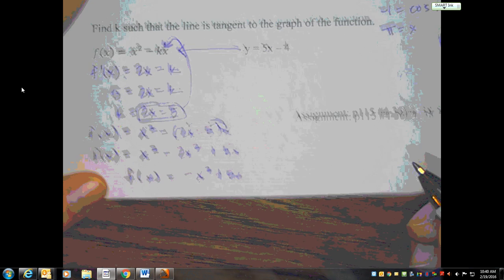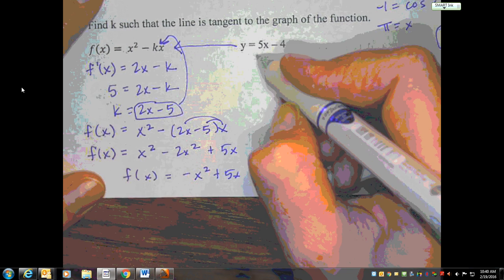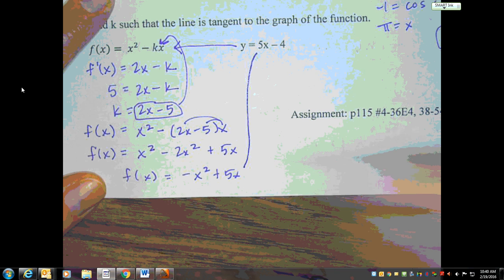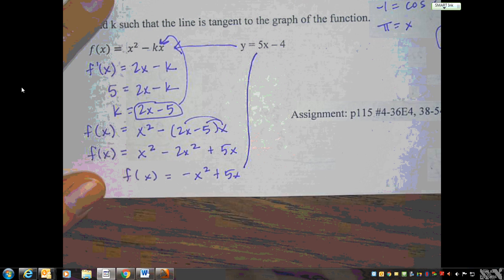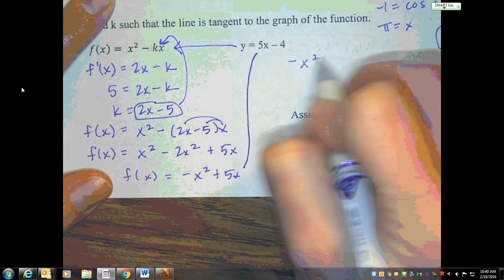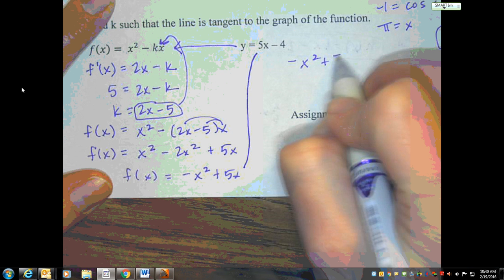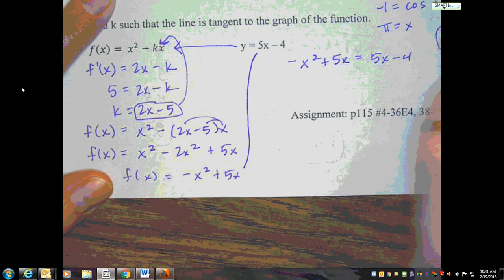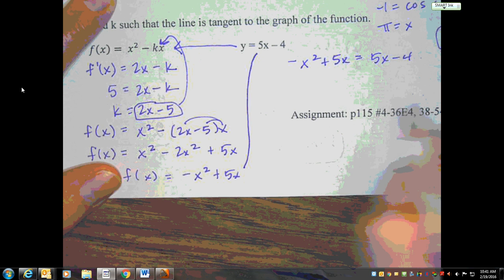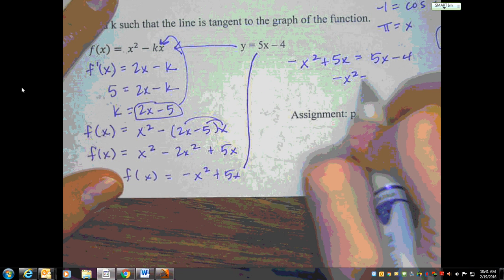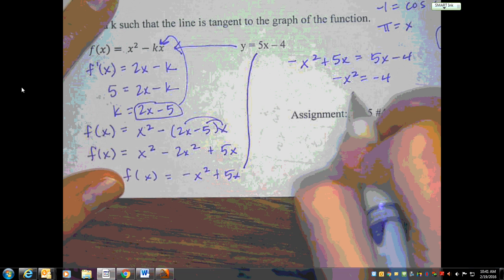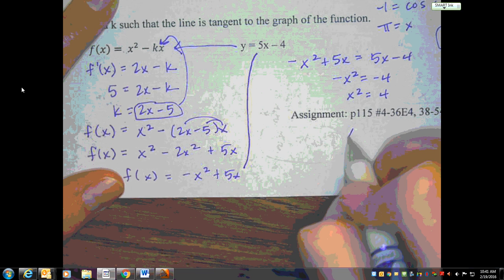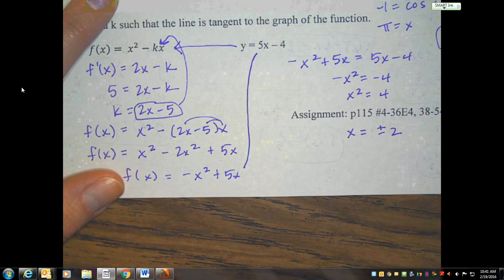Okay, we're looking for an address where this equation and this equation meet up. So what do we do? Set them equal to each other. Love it. So we have negative x squared plus 5x equals 5x minus 4. Subtract 5x from both sides. Divide both sides by a negative. And x is positive and negative 2.